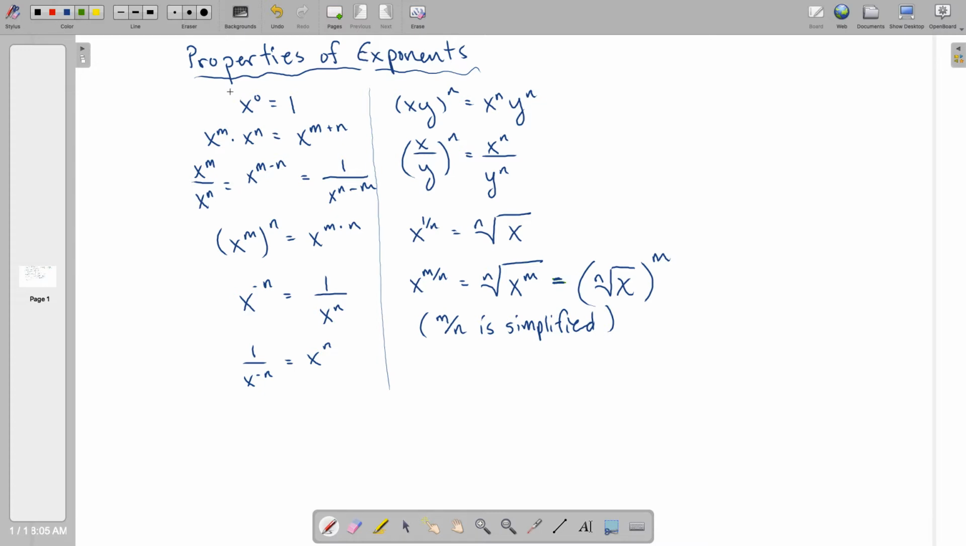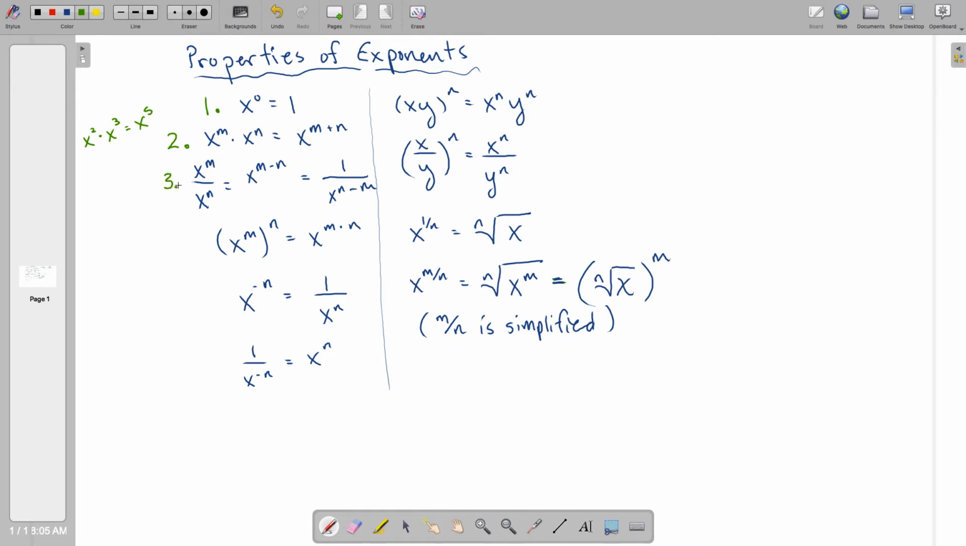So first and foremost, if I take a variable or a number and I raise it to the 0 power, that's always going to equal 1. So we'll call that property number 1. Number 2, if you are multiplying like bases together, and they each have an exponent, then you can combine them by adding the exponents. And that makes sense because x squared times x cubed, we know that that should be 2 x's multiplied here, 3 x's multiplied here, so that would be a total of 5 x's multiplied together, so you can see how that works.